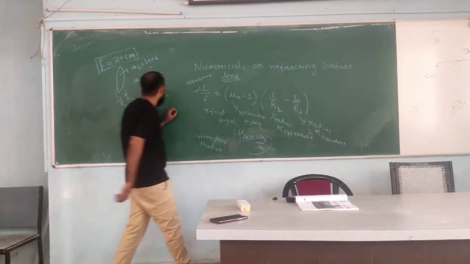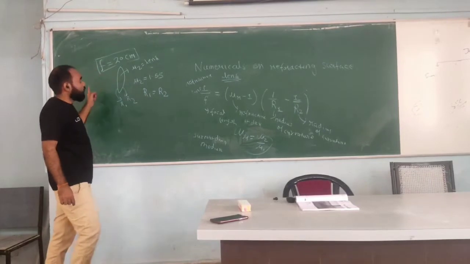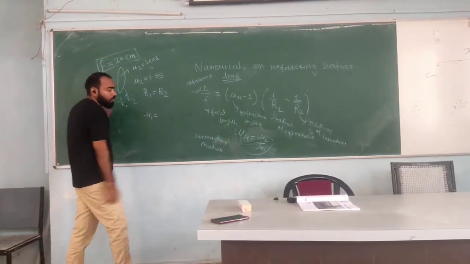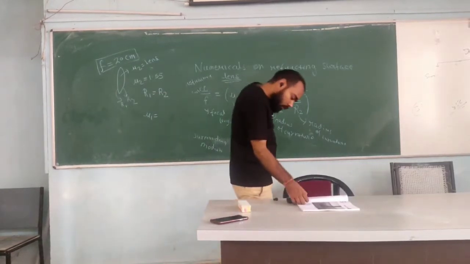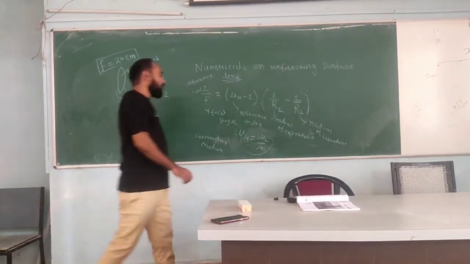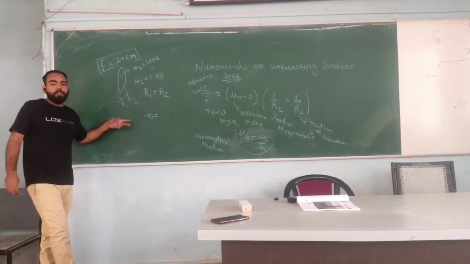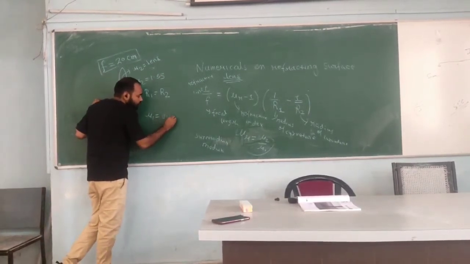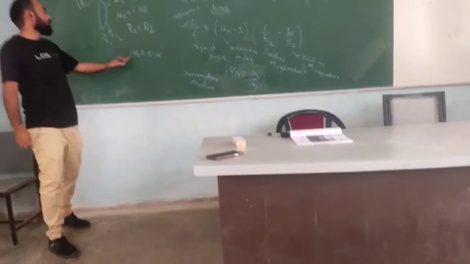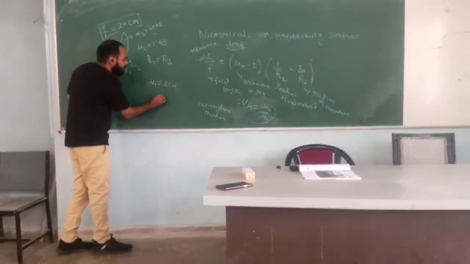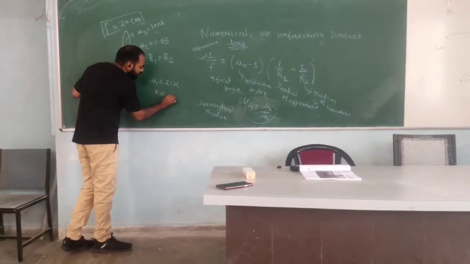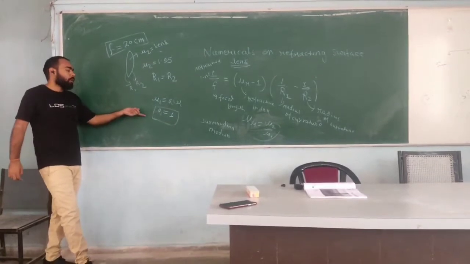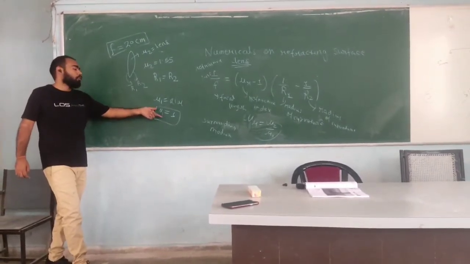So we have all the data. We have mu2, and mu1 is not given. If mu1 is not given, it means the refractive index of the surrounding medium is not given here, so we take it as air. For air, we already assume mu1 is equal to 1.